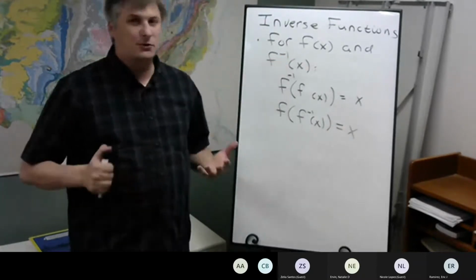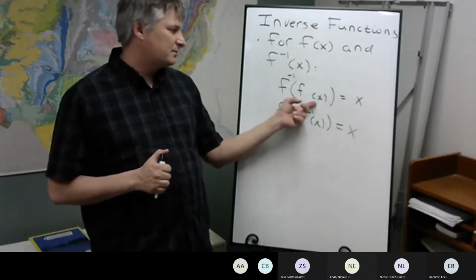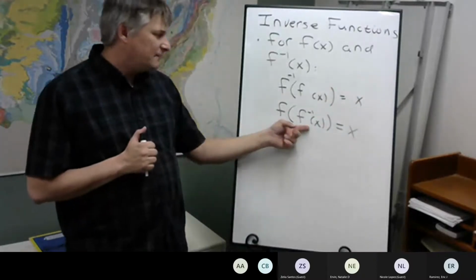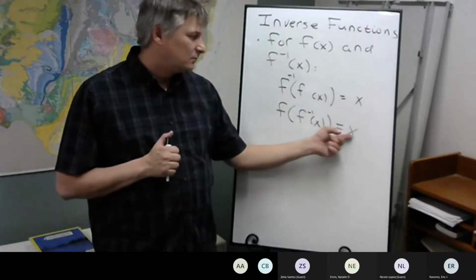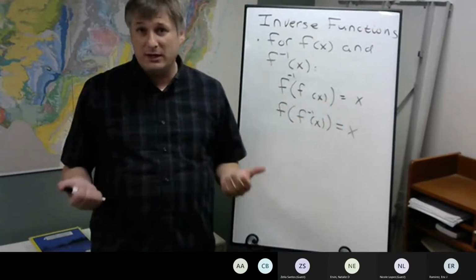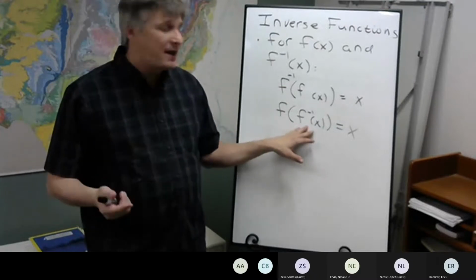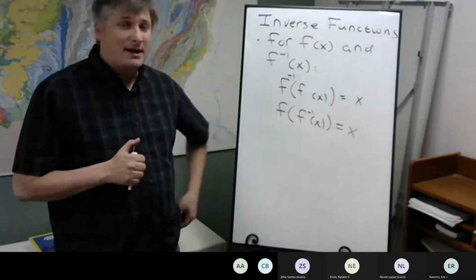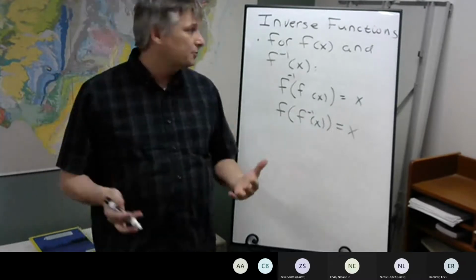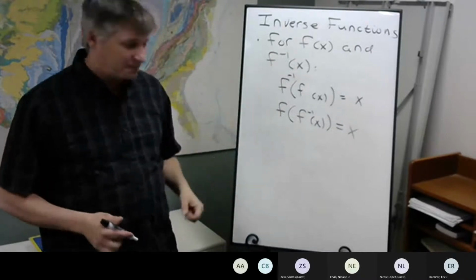If these have an inverse relationship between them, then f inverse of f of x will just reduce down to x. Then f of f inverse of x will reduce to x. In other words, if we take the composition with f of x inside the f inverse, we get x. If we compose f inverse inside f, we're also going to get x. Now these both have to hold true if these are in fact inverses of each other.